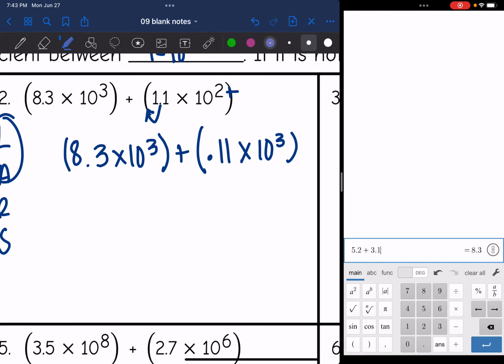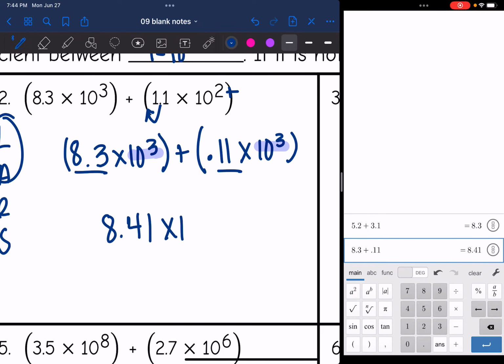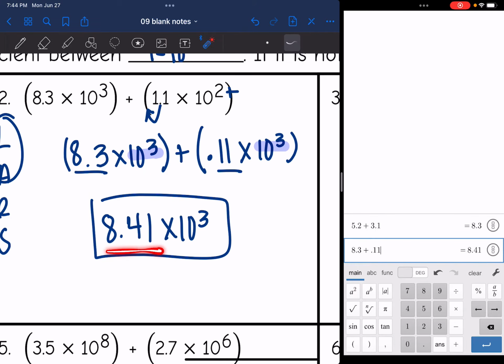Okay, now these exponents are the same, so I can add the coefficients. So 8.3 plus 0.11 is 8.41. And then it'll be times 10 to the third. And now that number is between 1 and 10, so we are good.